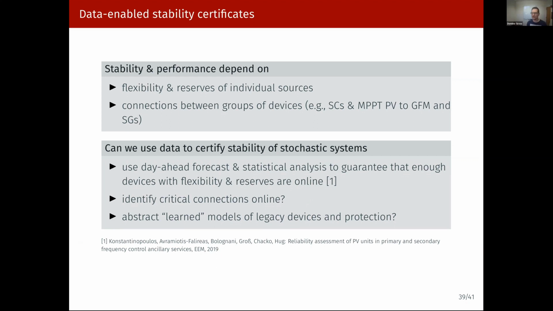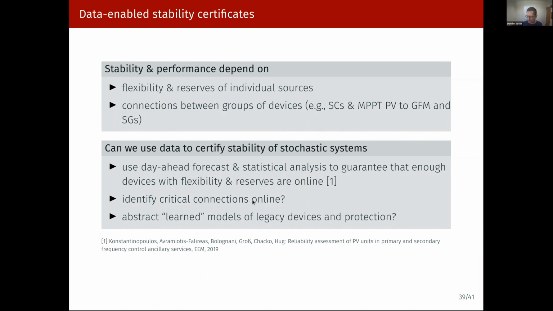Because, for the synchronous generators, the swing equation model is not critical in the sense that we know the parameters are somehow proportional to the rating, right? But for other legacy devices, that may not be the case. And then that's also a question of how do you get this in there?